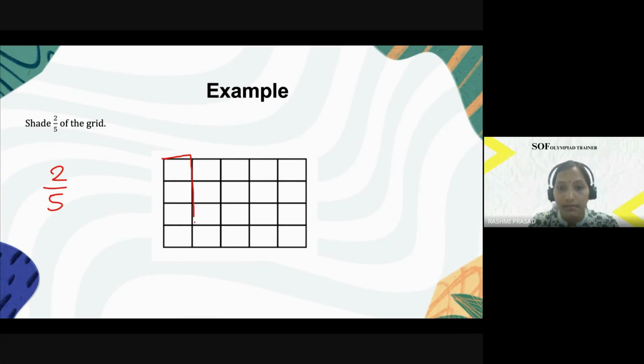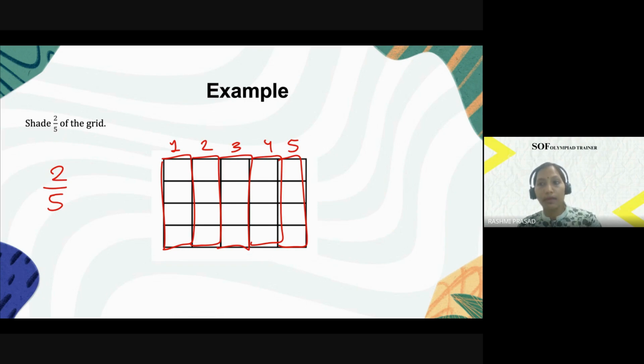Maybe like this, right? This can be a part. This can be a part. Then this is 3, then 4, 5. So it can be divided like that because that is what the fraction given, 2 over 5. Like 1, 2, 3, 4, 5. We divided the whole shape into 5 equal parts.